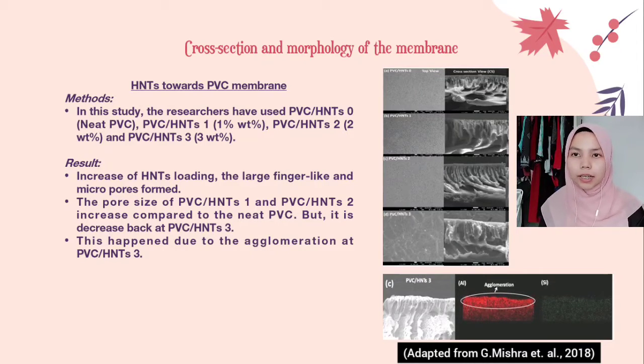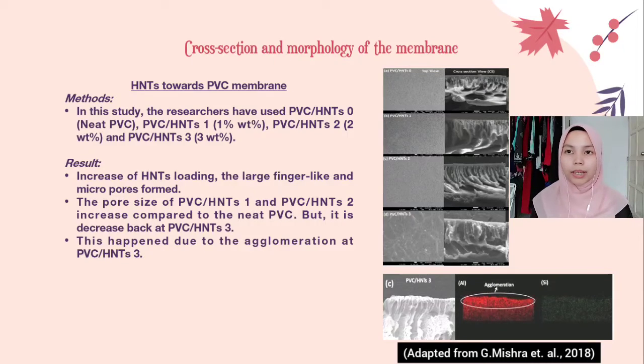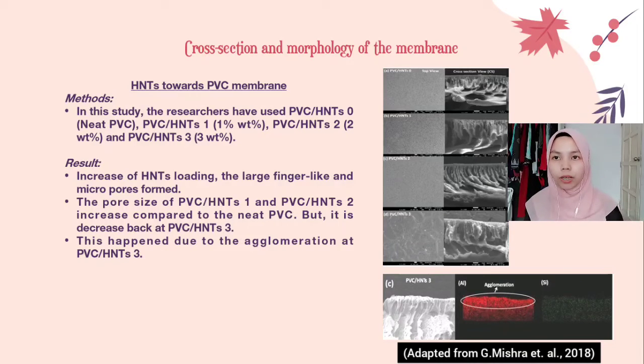In this study, the researchers used the neat PVC, 1 weight% of HNTs, 2 weight% of HNTs, and the highest one is the 3 weight% of HNTs. So in terms of cross-section image, it showed a similar result with the HNTs in the PSF membrane, which is it formed the finger-like sublayer with addition of ceramic materials. But in terms of size of pore, it showed a decrement at PVC HNTs3, which is the high loading or the high content of HNTs. Initially, the size of pore increased at PVC1 and PVC2, but it decreased back at the PVC HNTs3. It is due to the agglomeration that occurred at PVC HNTs3.